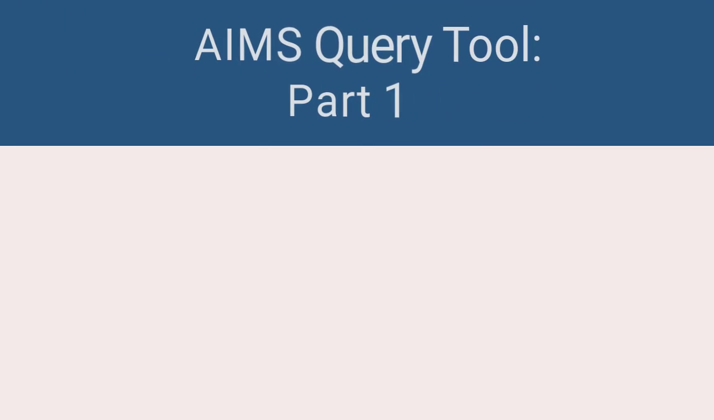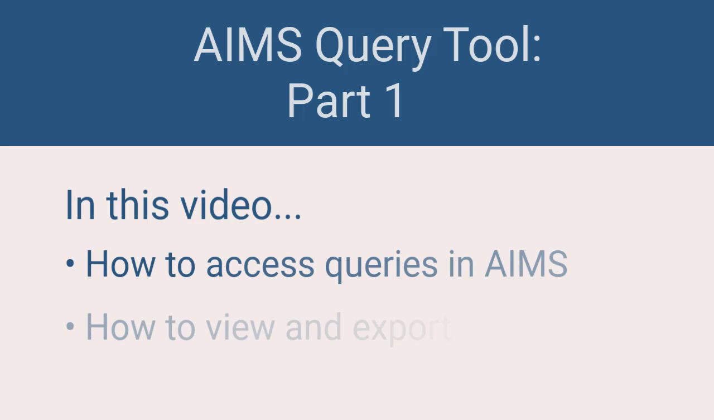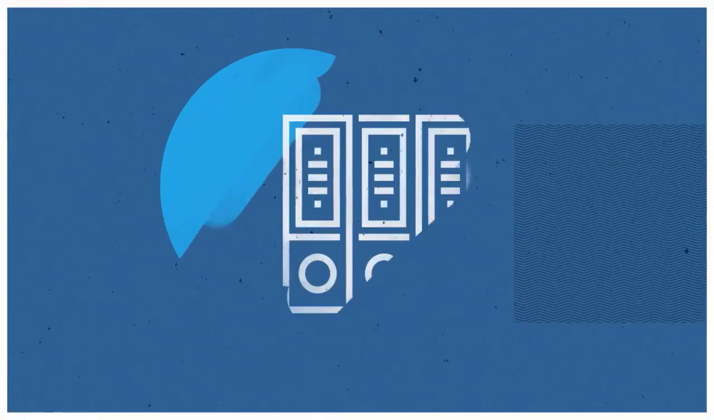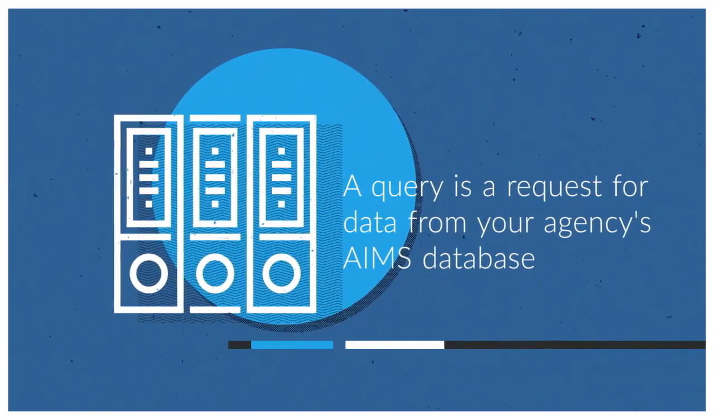Welcome to part 1 of our video series on the AIMS query tool. In this video, I'll introduce you to queries, show you how to access them in AIMS, and how to view and export their results. A query is a request for data from your agency's AIMS database.